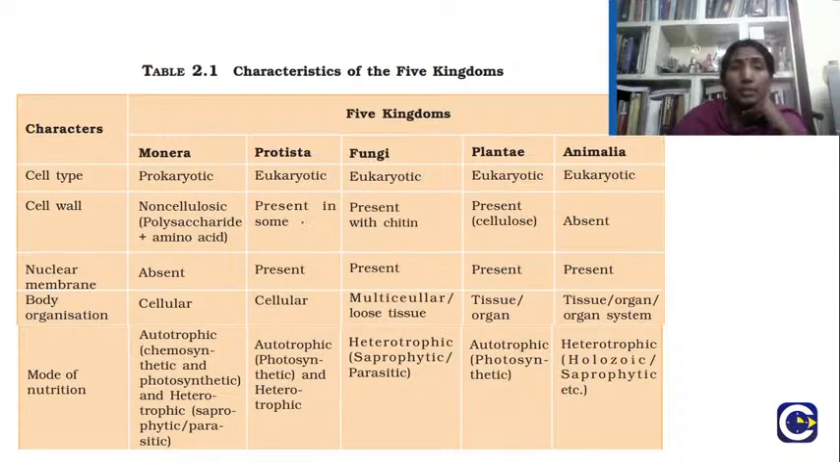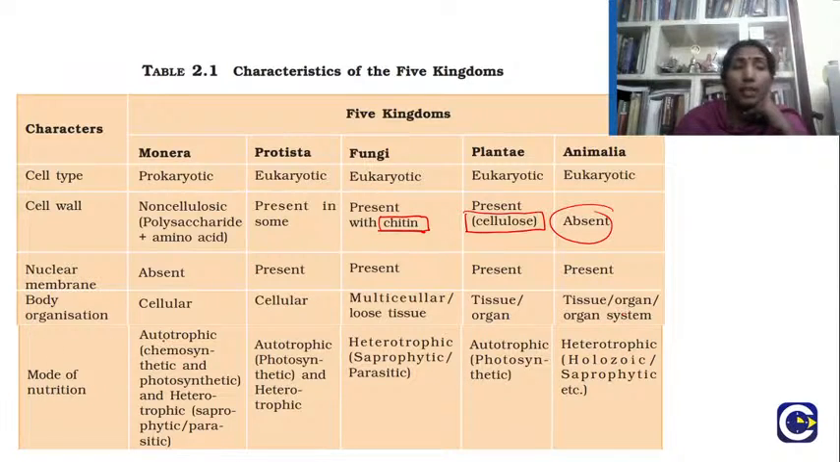Whereas here it's present in some. But look into the fungi. The characteristic is the presence of chitin. Then plants, we all know it's the cellulose. But in animals, we don't have the cell wall, rather we have the membrane. Then the nuclear membrane is absent in the Monera, but since the others are eukaryotes, it is present everywhere. Then body organization, everything is cellular. But what happens here? They are multicellular. Then comes the tissue, organ, and the organ system is well developed here.